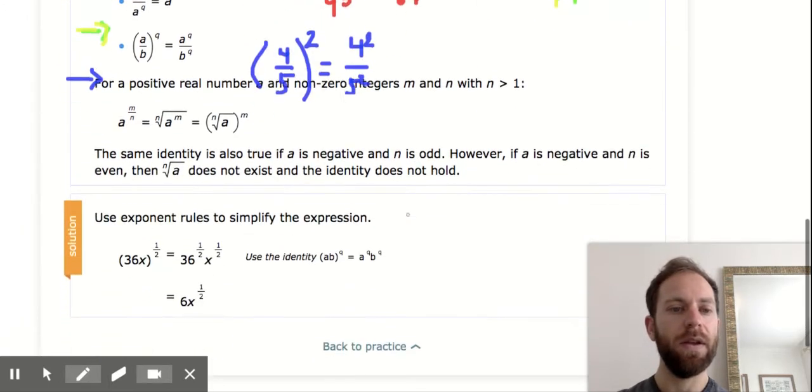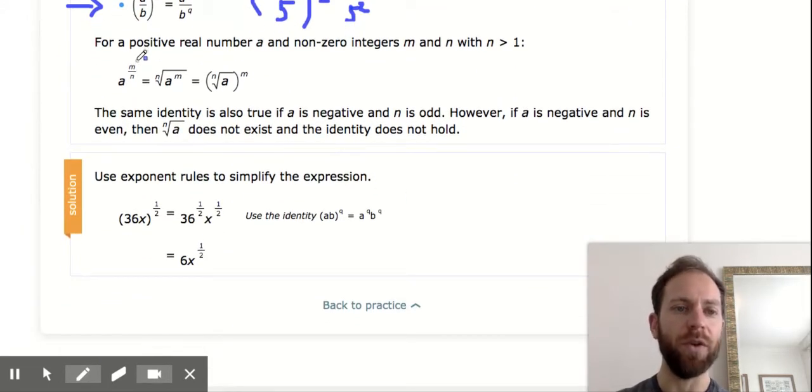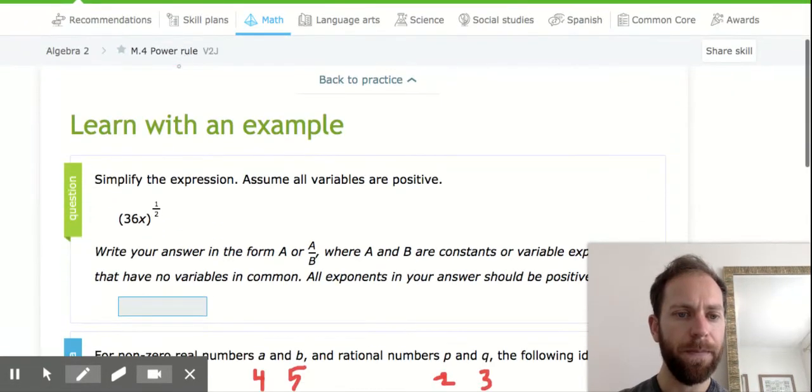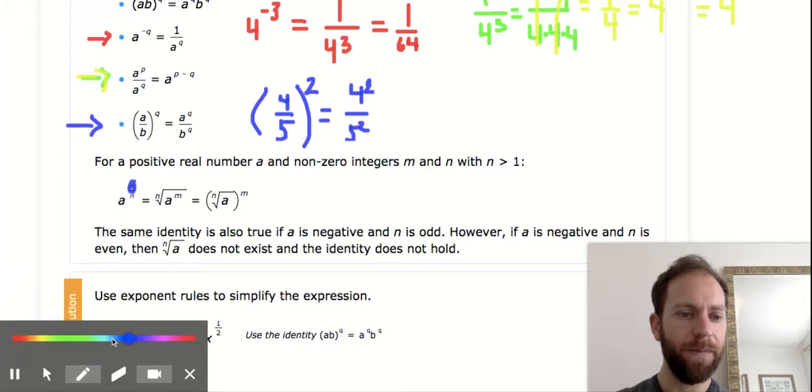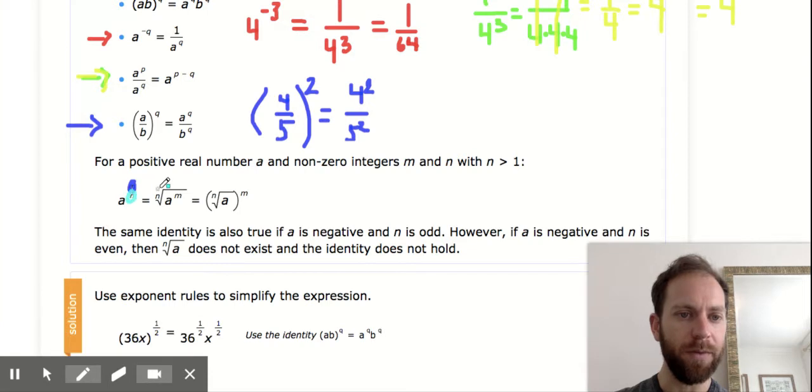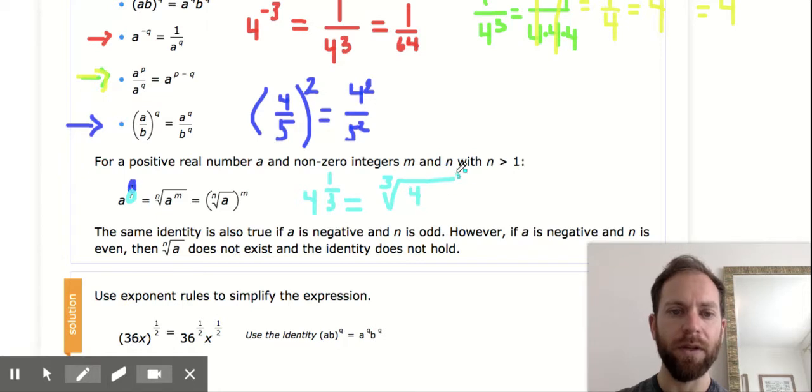Okay, and then this is just telling you what we saw in our last video, M1. This is just showing you that the numerator becomes the power and the denominator becomes the index, right? So if you had 4 to the power of 1/3, you could rewrite that as the cube root of 4. Technically, all that would be to the power of 1, right?